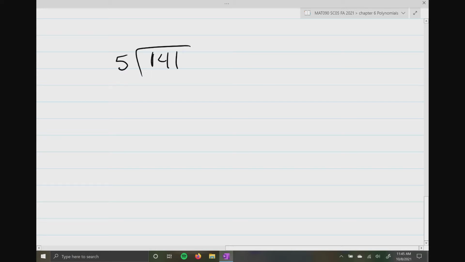This is the problem. 5 divides into 141. All right? 5 divides into 141. Then you would start right here with the number 1. And you would say, can 5 go into 1? It's a yes or a no question. So I say no. Everybody else is saying no. So then what we need to do is expand our number. So now we ask the question, can 5 go into 14? The answer is yes. How many times? I would say 2. So I put a 2 above the 4.